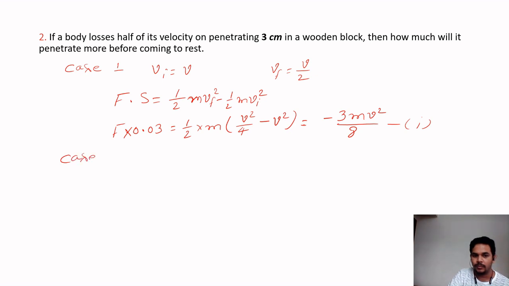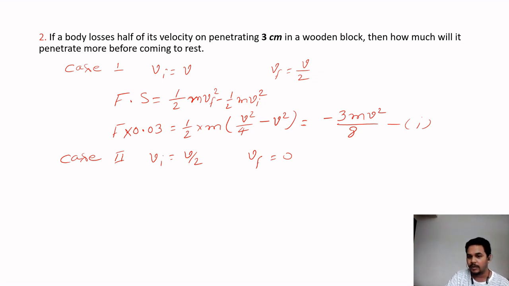Case 2 means, for case 2, the initial velocity, if I am observing after the penetration of 3 centimeters, will be v by 2. After penetrating 3 centimeters, I am observing this motion, that velocity will be v by 2, and in this case the final velocity will be 0, before coming to rest.